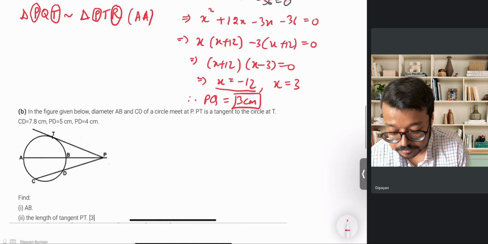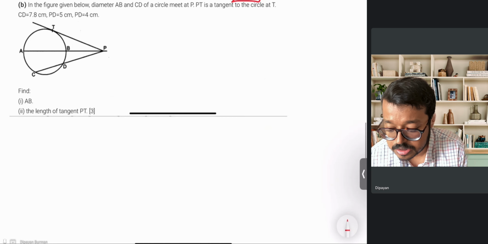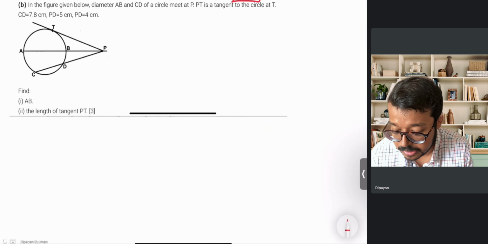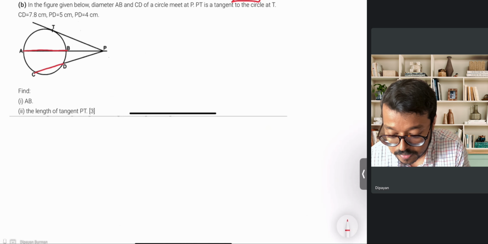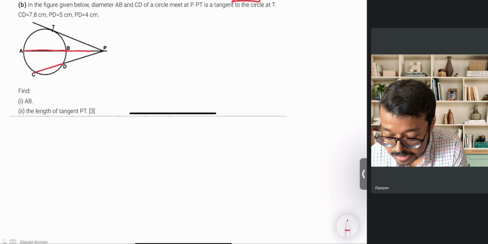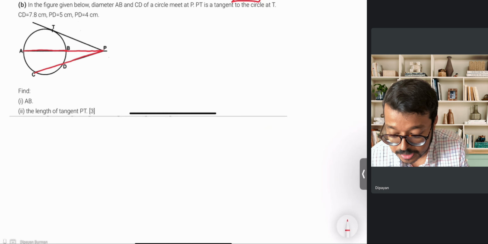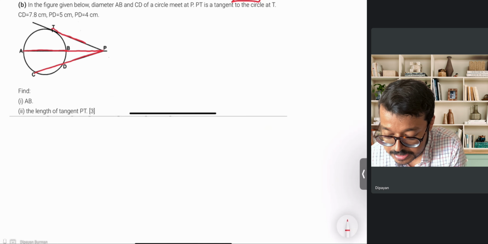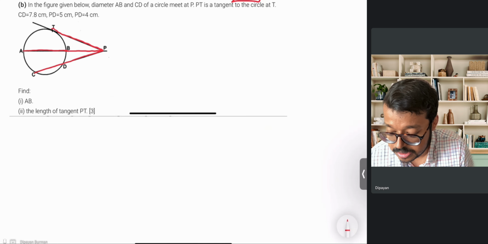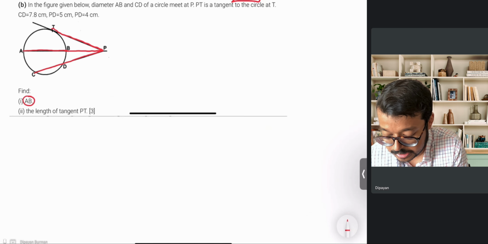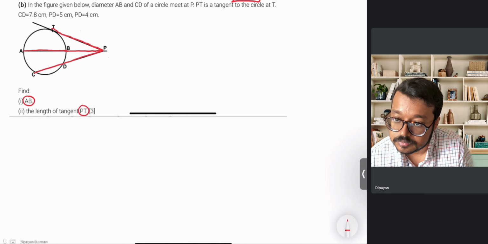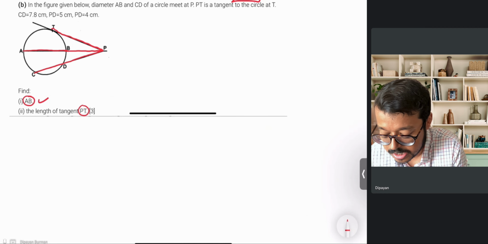Alright. Moving ahead to the next question. In the figure given below, diameter AB and chord CD of the circle meet externally at point P. And if PT is a tangent to the circle at T and some other measurements are given, we need to find the length of AB and the length of PT.